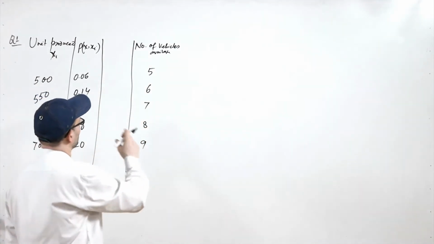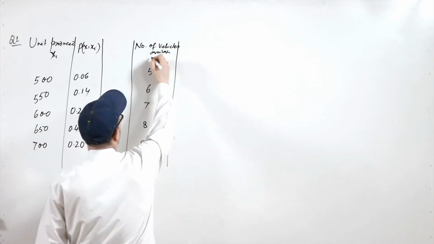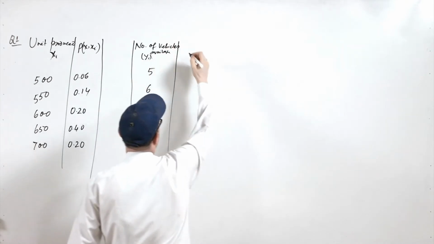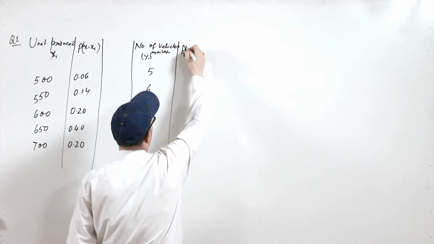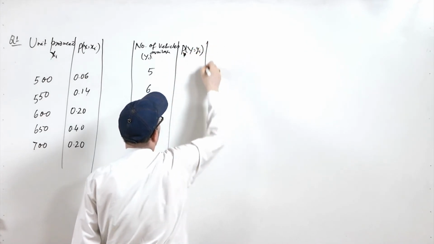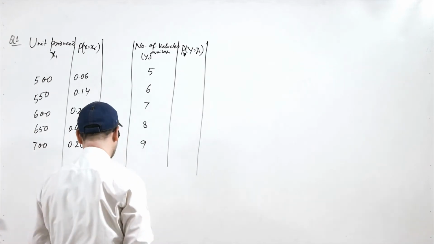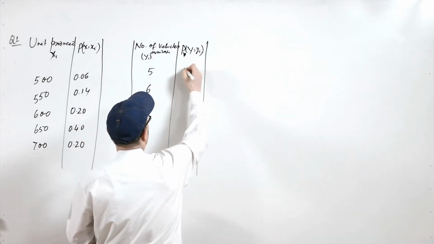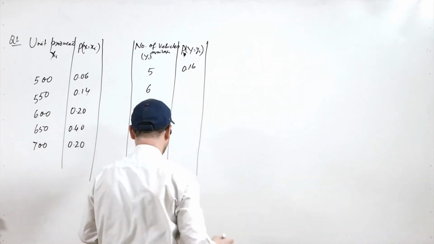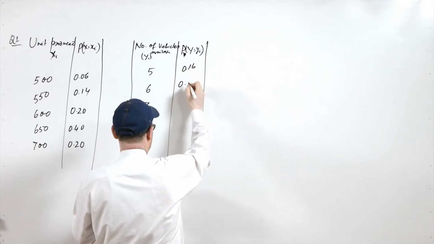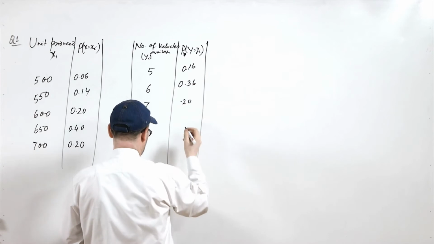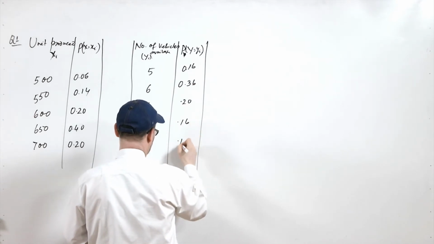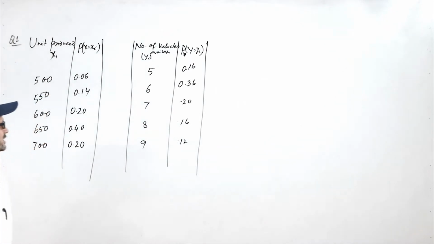Now, for that also there is some probability. Suppose this is yi and this is the random variable y. The probability of y equal to yi is again given as 0.16, so 16%, then 0.36, 36%, 0.20, then 0.16 and 0.12. So, this is given as the probability.